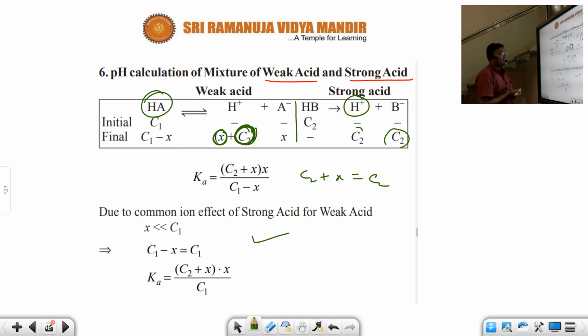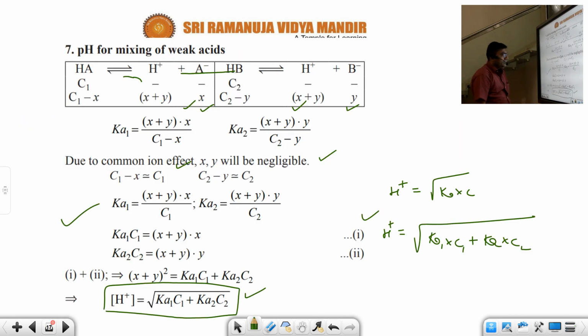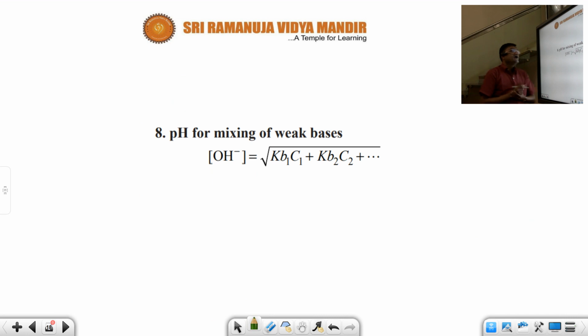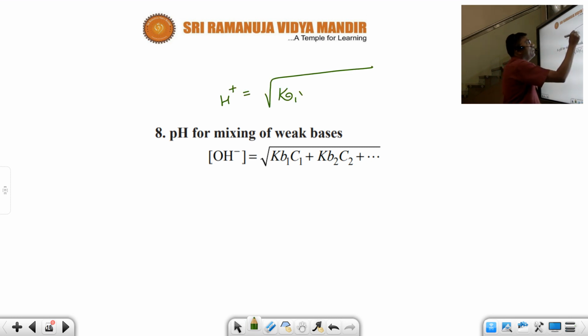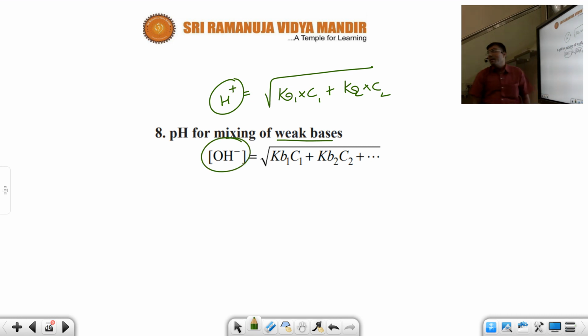Now you have seen in the earlier case, this is a weak acid and this is a strong acid. Now in this case you have used a couple of weak acids. Similarly, for mixing weak bases, in the earlier case you have seen H plus is equal to root over Ka1 into C1 plus Ka2 into C2. But per weak base you get OH minus, mind you students, and don't make a mistake there in the examination. And here this is Kb. Kb is the base dissociation constant.